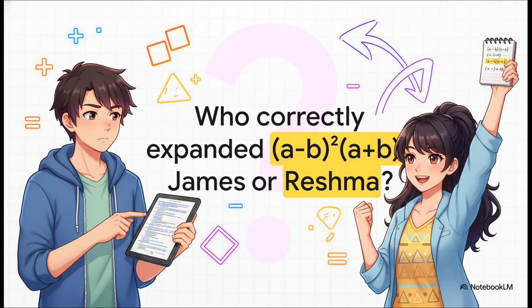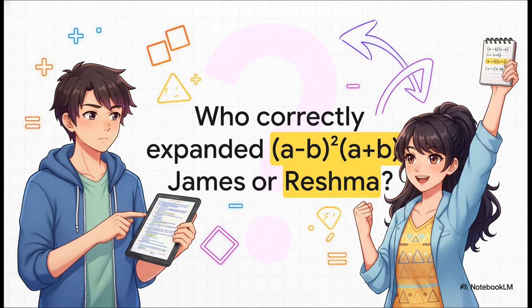And I'm going to leave you with this final thought and a little debate to chew on. James and Reshma are looking at the exact same expression, the square of a minus b multiplied by a plus b. James decides to expand the squared term first to get a long polynomial to multiply out, but Reshma pulls one a minus b out, pairs it with the a plus b to create an a squared minus b squared identity, and multiplies that by the remaining a minus b.